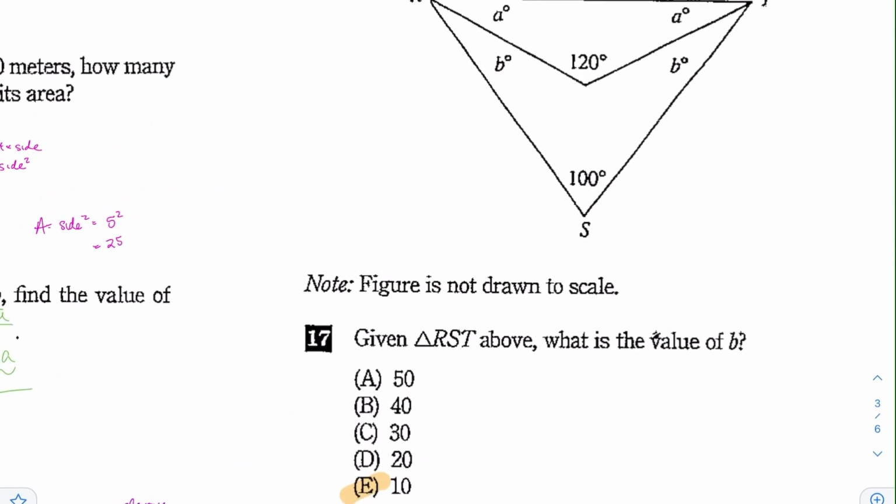Next one, number 17. Given triangle RST above, what's the value of B? So you know this is a triangle, and here these two sides are equal because they're both equal to A plus B, and that means that this is an isosceles triangle in which two sides are equal, and then their opposite angles are going to be equal as well.